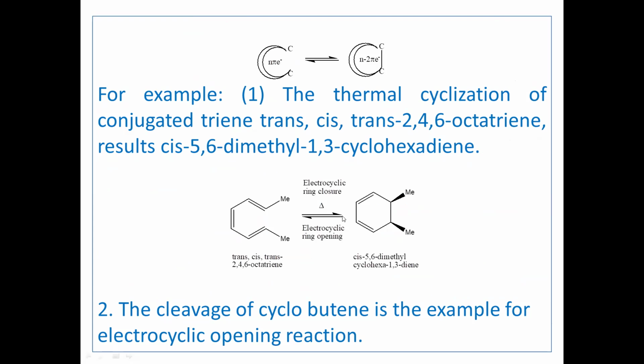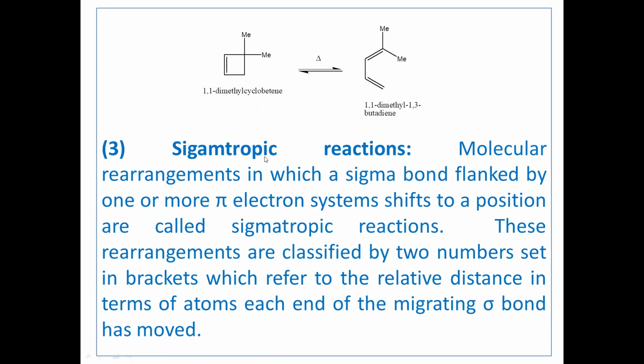So under thermal conditions, as we have seen earlier, this cyclization reaction results in the formation of a cis product. Under photochemical condition, the same reactant gives a trans product. So it is an example of an electrocyclic reaction. Similarly, the electrocyclic ring opening. Here the forward reaction is the electrocyclic ring opening and the reverse reaction is electrocyclic ring closure.